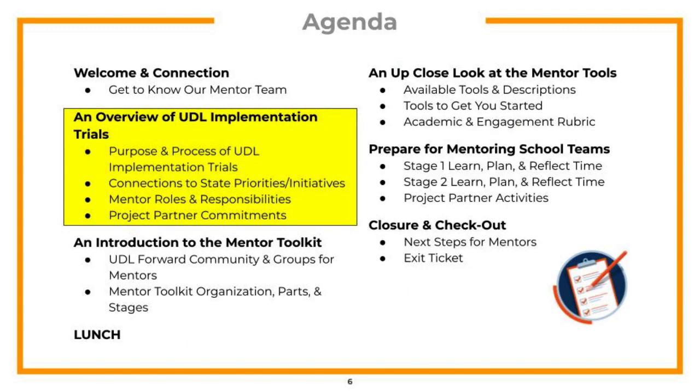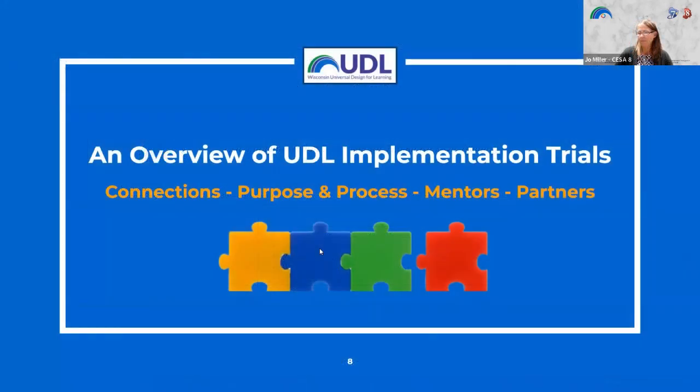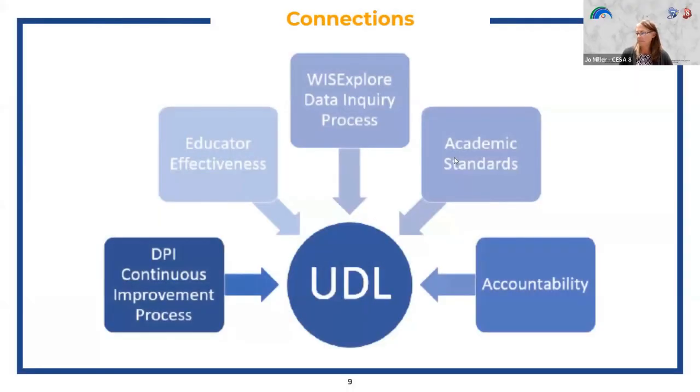This segment of the training is an overview of the trials. You can access the materials referenced in this training with the participant resources document located in the Trials Mentor user group. Process, the overview of UDL, and really how the trials are a foundation for work with other state priorities. The UDL implementation trials and UDL in general really allows us to make connections to 5 state priorities in Wisconsin.